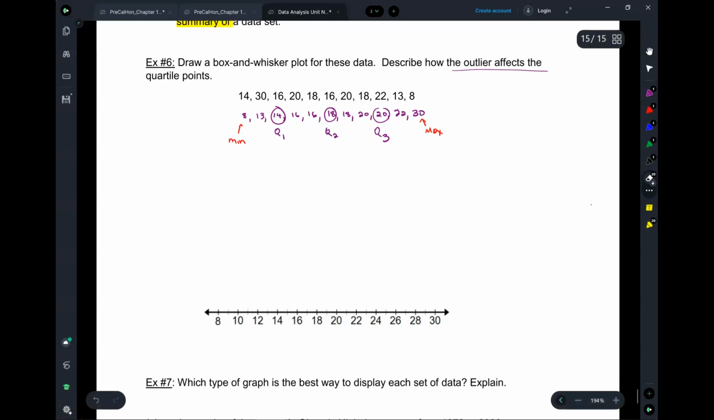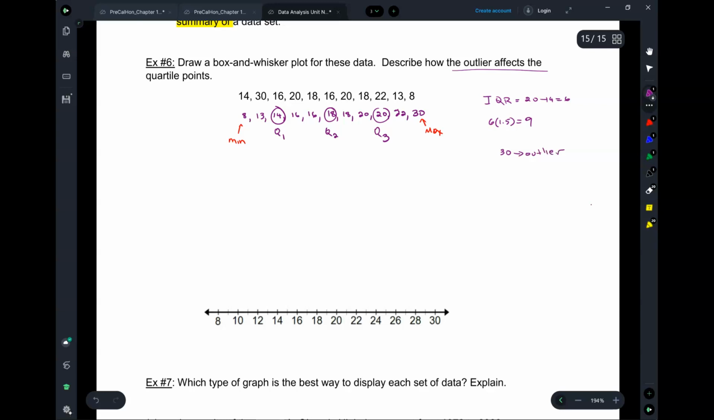Okay, so we have to find the IQR here. And that's 20 minus 14, which is equal to 6. Multiply that by 1.5. That gives you a 9. That means Q3, which is 20 plus 9, is 29. That makes 30 an outlier.